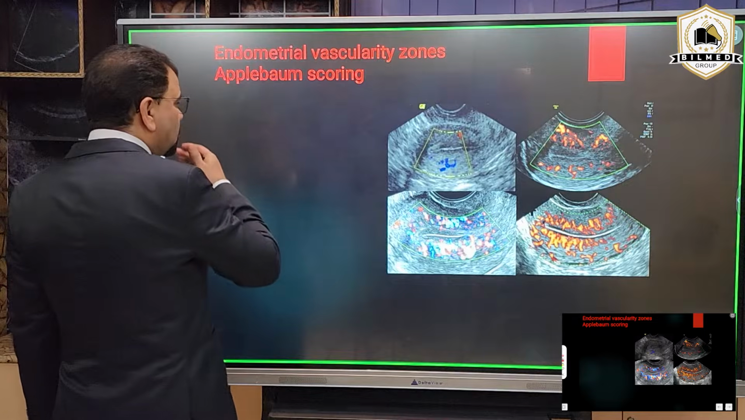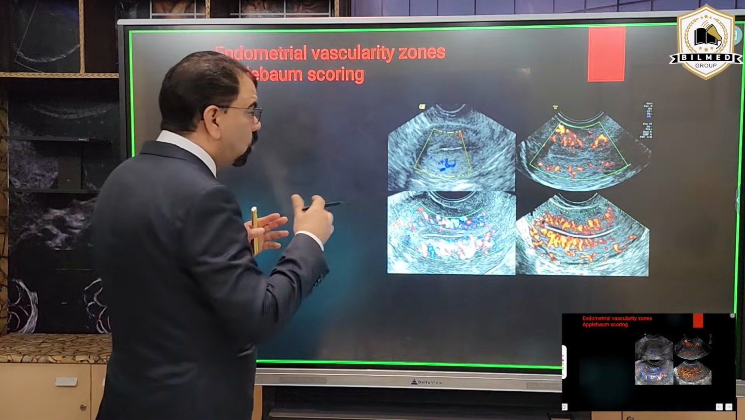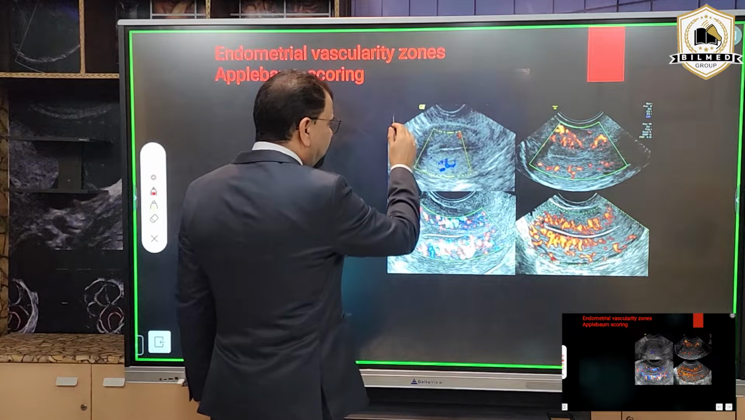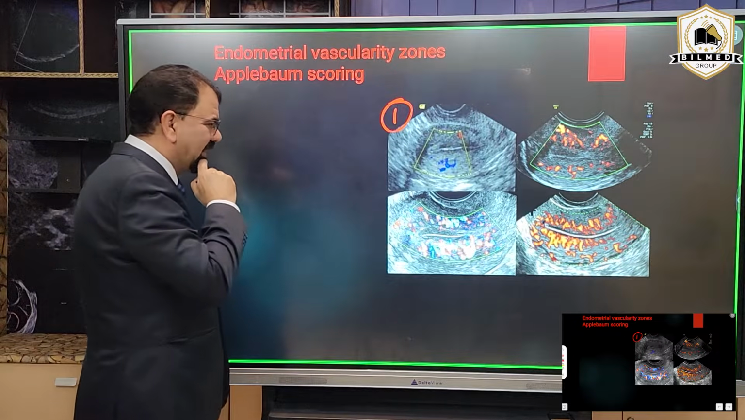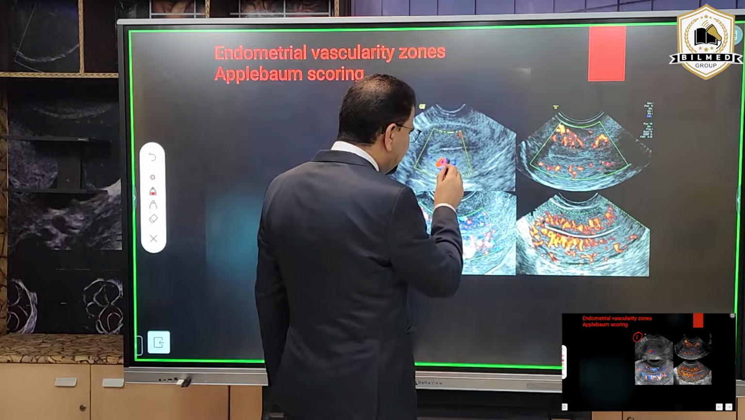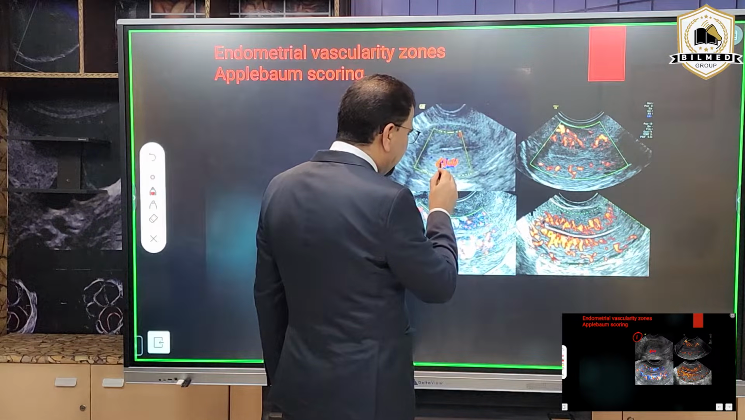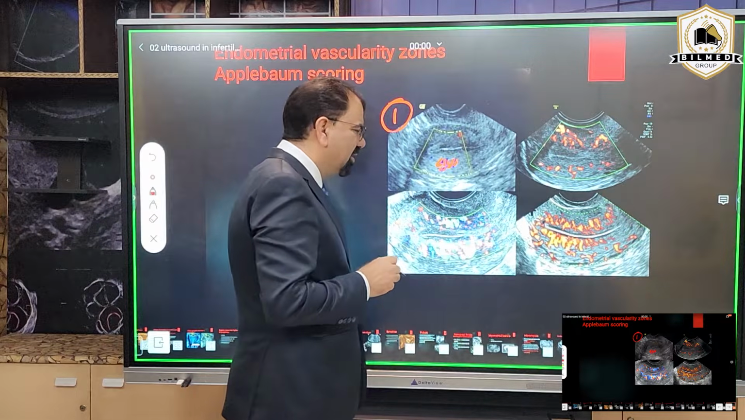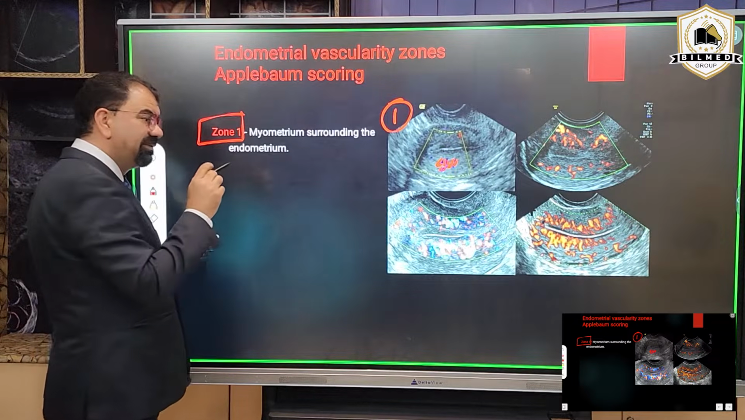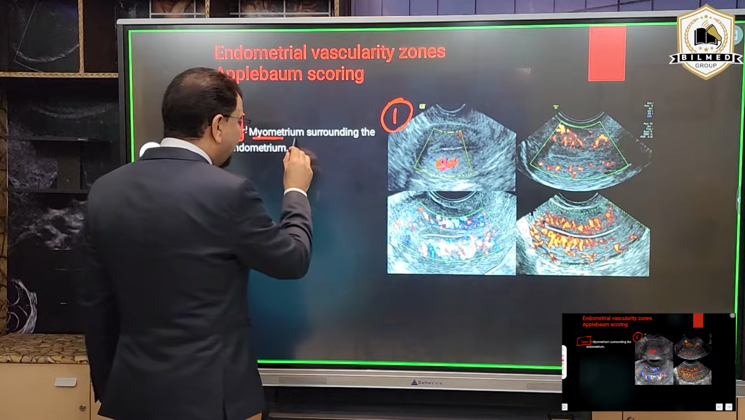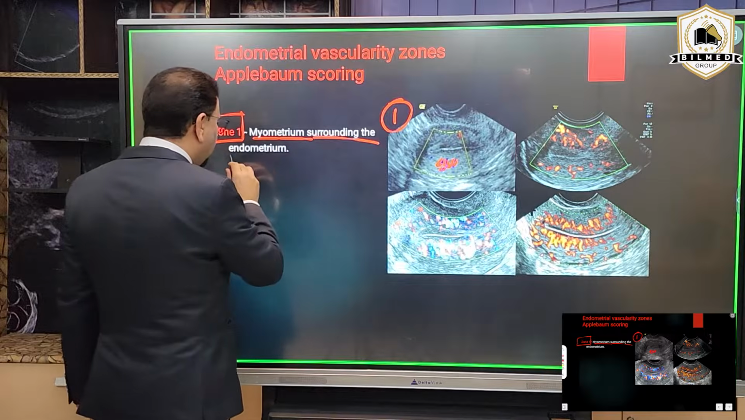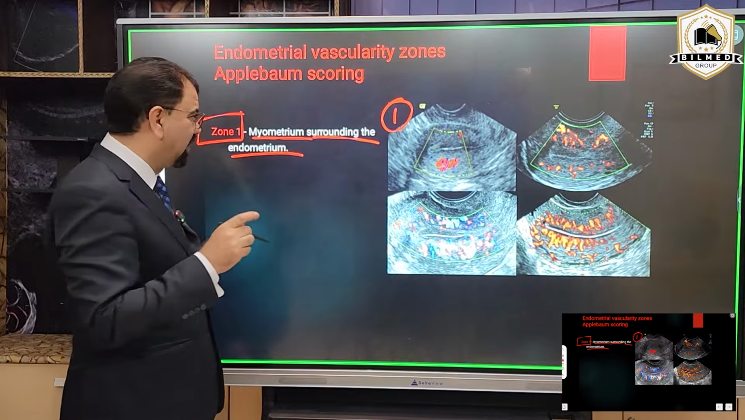Now there is something which is called the vascular zones. In the endometrium, when the uterus is a leg, I am seeing these vessels. Now see where the vessels are. I am marking over the vessels. This is zone 1. In zone 1, the vessels will be in the myometrium. See, these are in the myometrium, marked in red, surrounding the endometrium. So they are in the myometrium, that is zone 1.